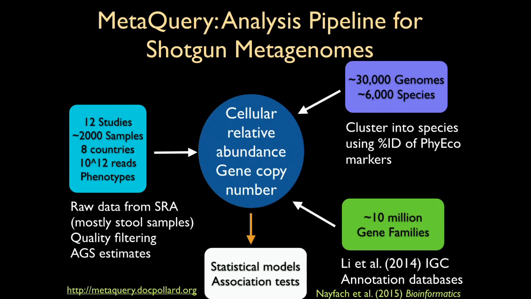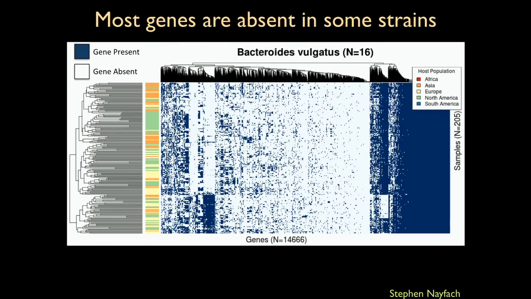So now, in the remaining few moments, I just want to show you some of the fun biological results that we've gleaned from this massive meta-analysis. The first one, I think, is amazing, and that is that if you take a microbe like Bacteroides vulgatus, which is probably in all of our guts right now, it has 16 sequenced genomes, and each row of this heat map is a person where we've used the reads to quantify the amount of every gene in the genome. So the columns are the genes in the vulgatus genome. The color of this bar is where in the world that person came from. These are just 205 samples here that are mostly from North America and Europe and China.